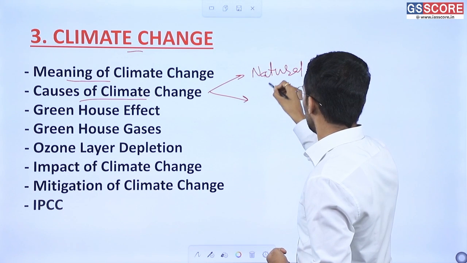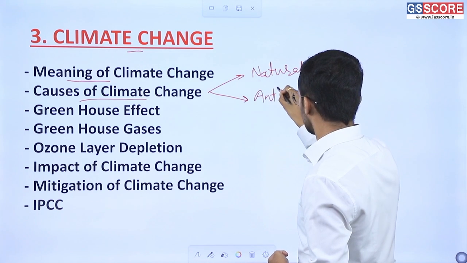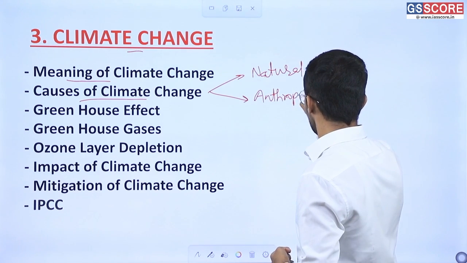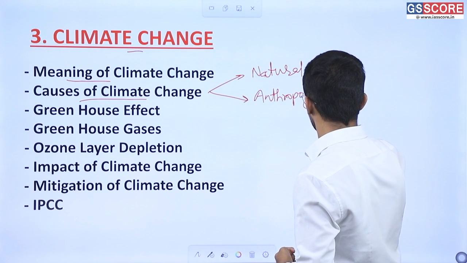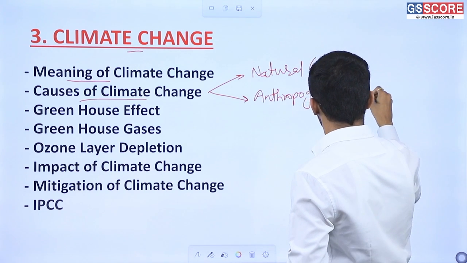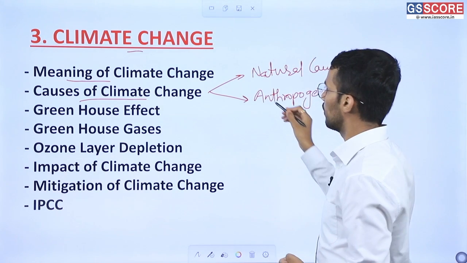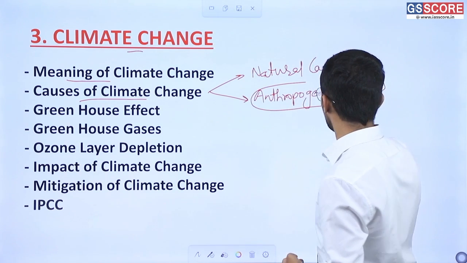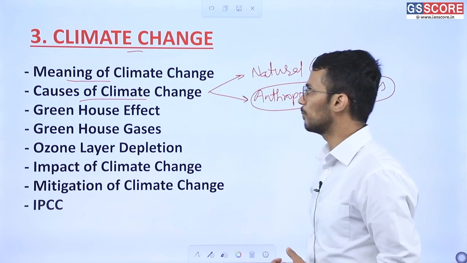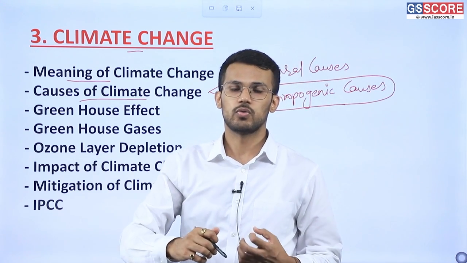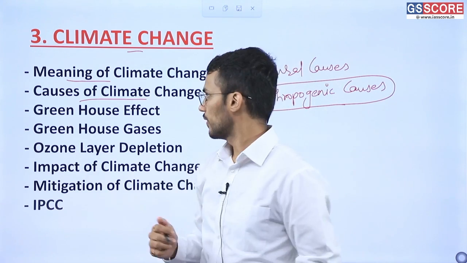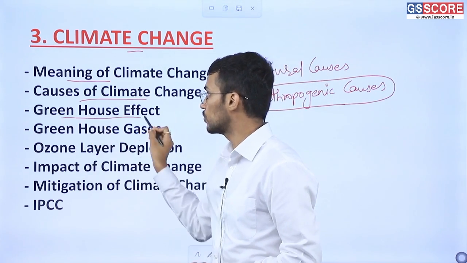and anthropogenic causes. Natural causes and anthropogenic causes. And today, when we talk about climate change, it is anthropogenic causes which are the prime factors for today's climate change, right? Then what is the greenhouse effect?